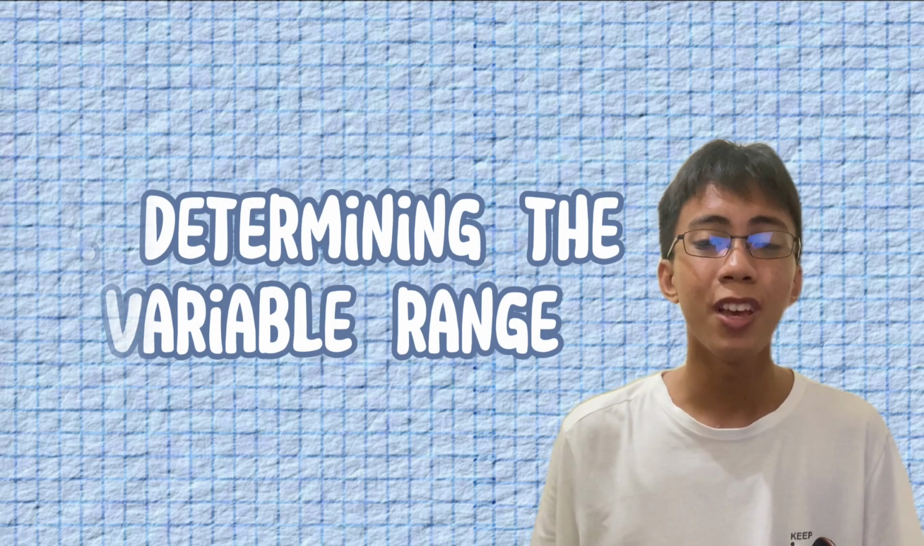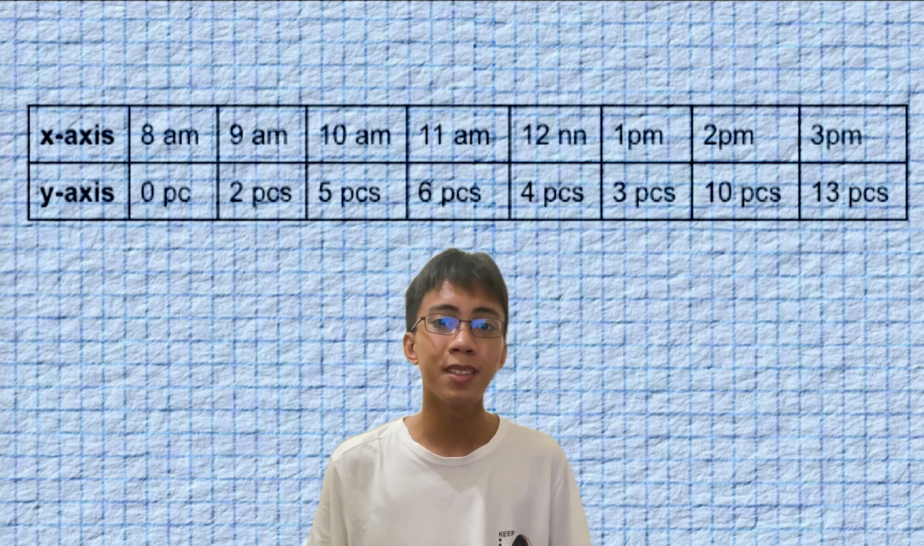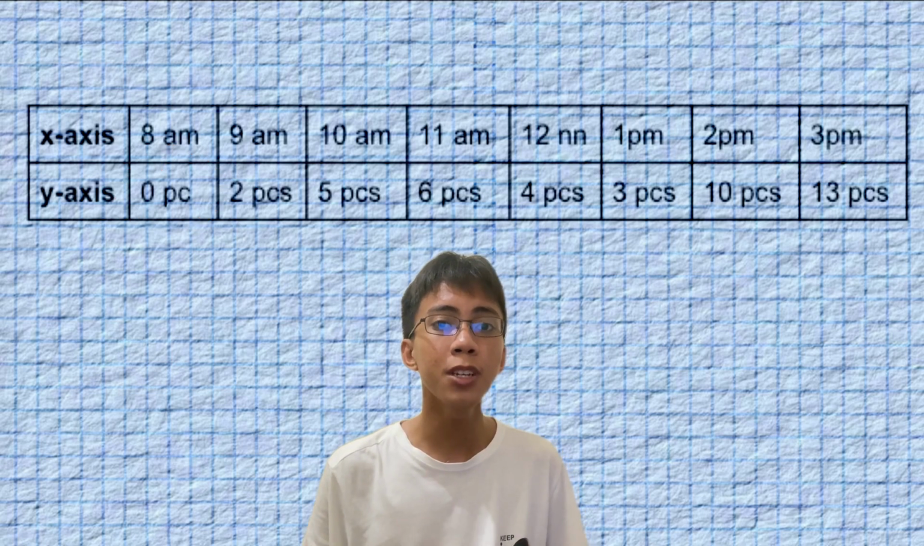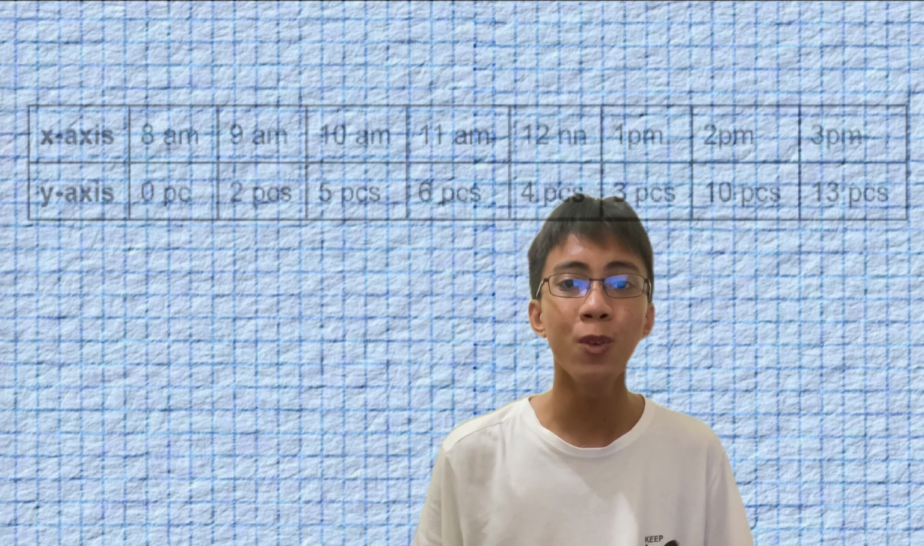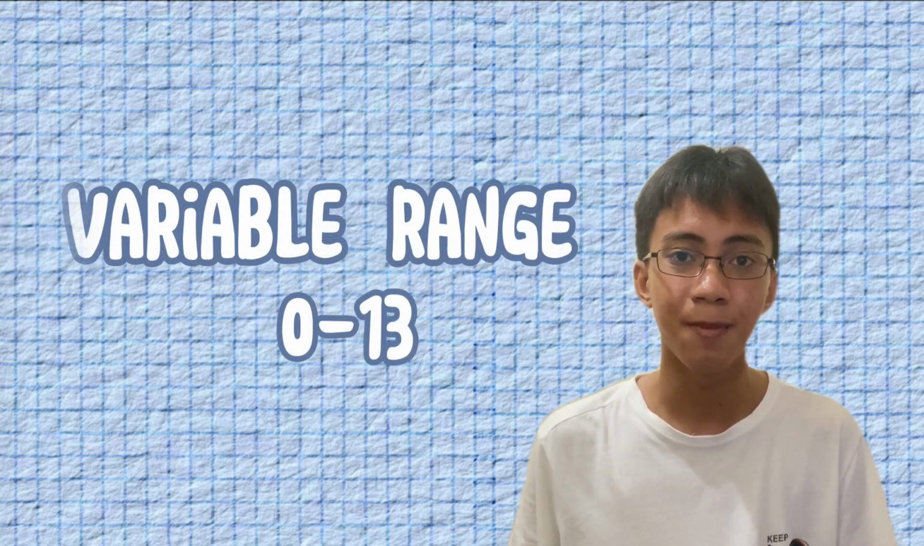The next step would be determining the variable range. As you can see in the table, the lowest variable would be 0, while the highest variable would be 13. Now, you're able to identify the variable range, which would be 0 to 13.